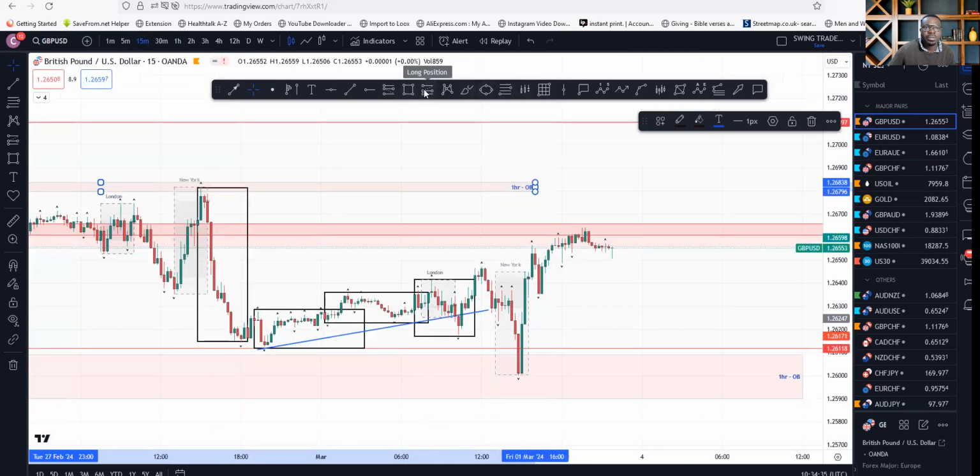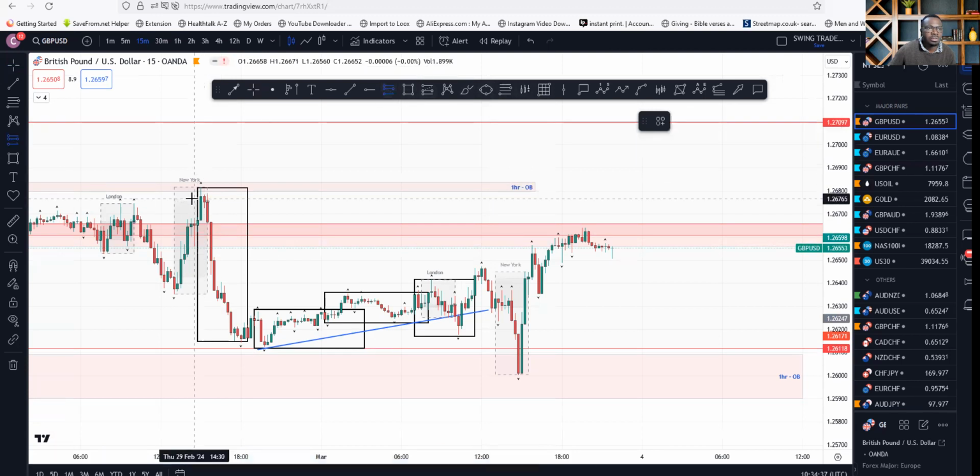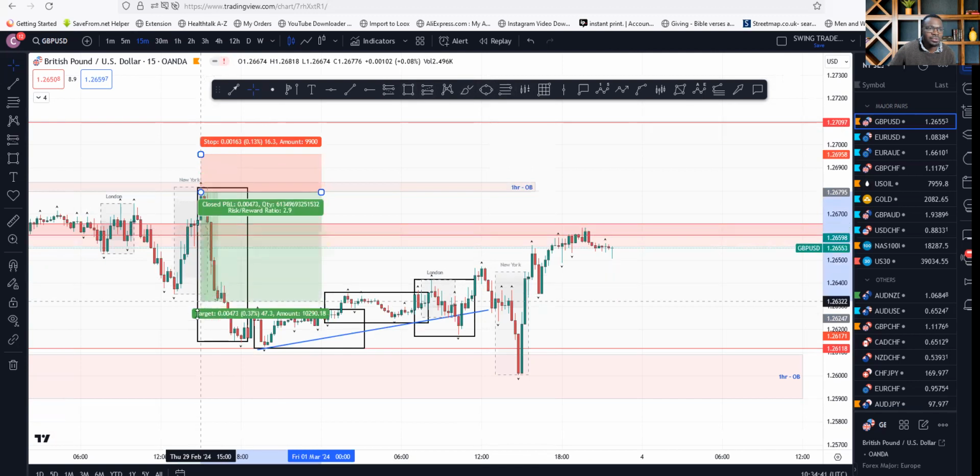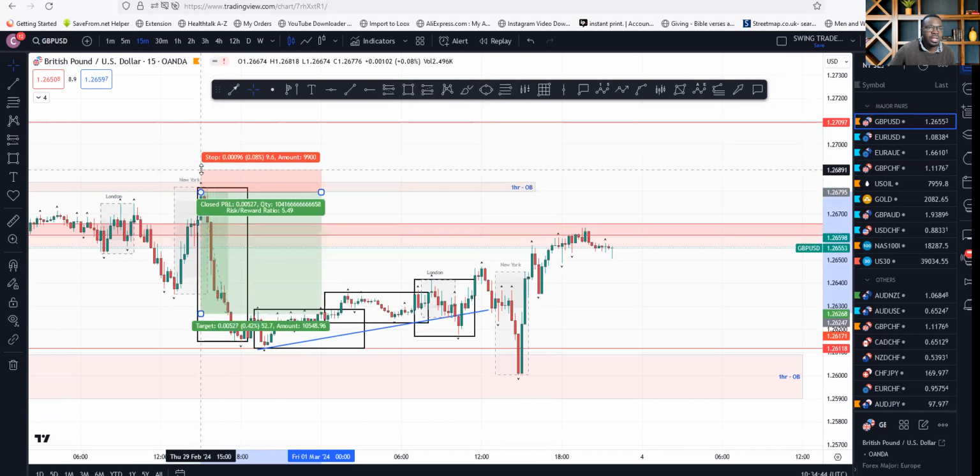So I was able to give a short trade on that angle right there, and we had a very sniper entry, and we targeted 1, 2, 3 as well.